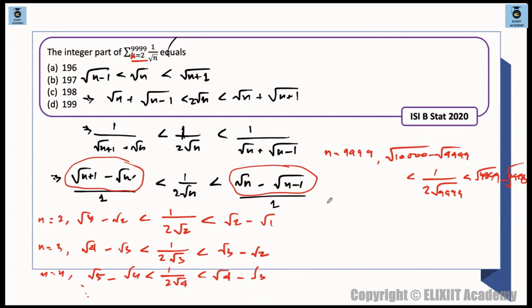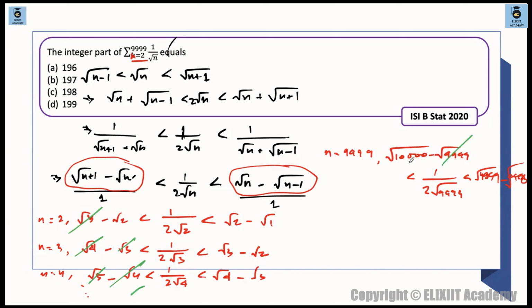So we'll add up all these inequalities. On the left hand side, we can clearly see there are some cancellations. These terms are getting cancelled. Root over 3 and root over 3 will cancel out. Root over 4, root over 4 will cancel out, and so on and so forth. So this term and the next term will cancel out, and similarly, this term will cancel out just like the previous one.